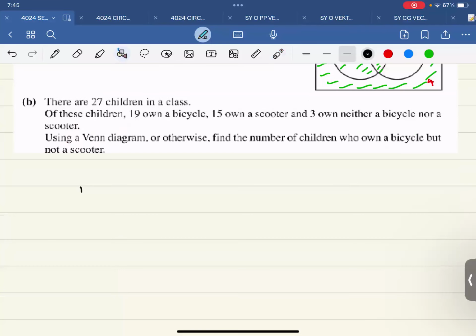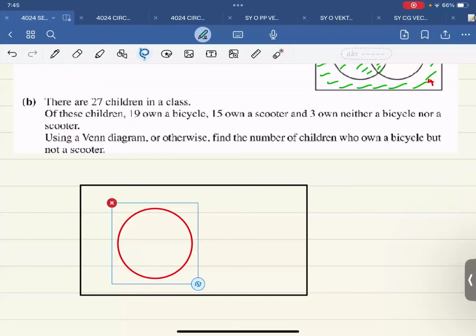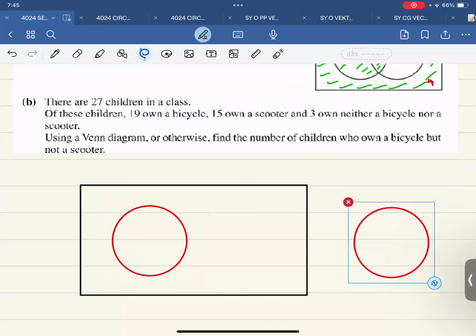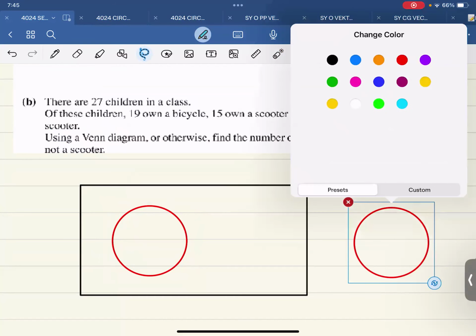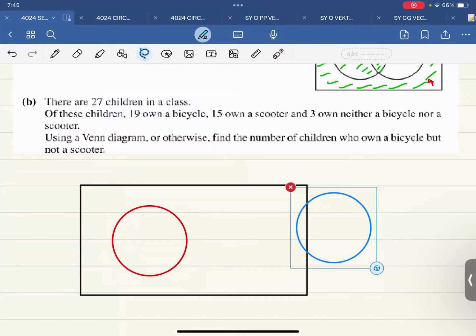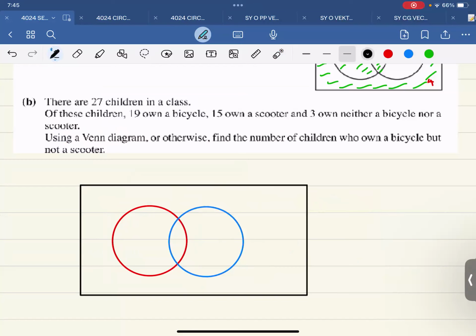And I think if I have the circle, yes, I do have the circle. Let me just change the color. Goes over here. So now what do we have? We have 27 children in a class, 19 own a bicycle. So B for bicycle, that's 19. 15 own a scooter, 3 neither. And this is X over here.